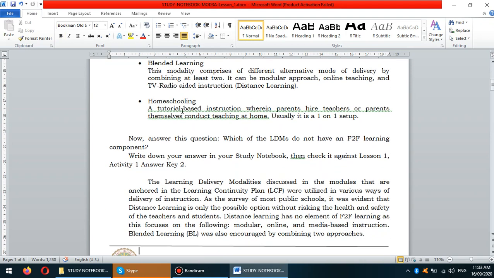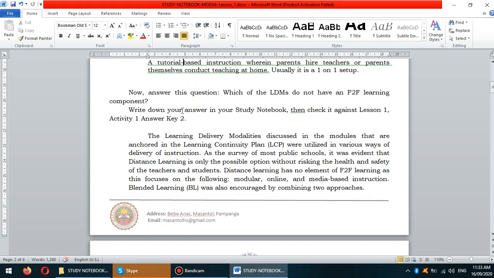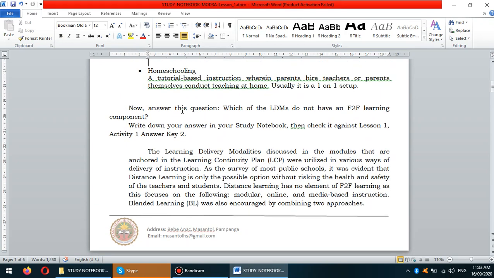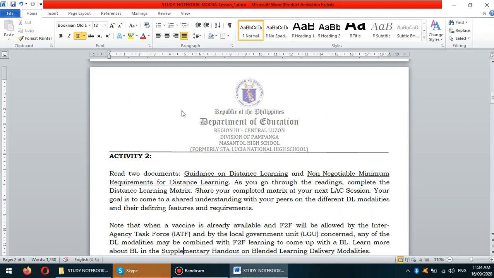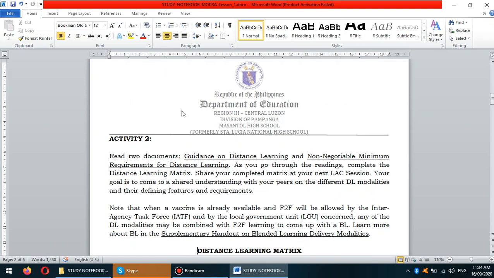Okay. Now, for number 2, for the continuation, now answer this question: which of the LDMs do not have a face-to-face learning component? Write down your answer in your study notebook, then check it against the Lesson 1, Activity 1, Answer Key 2. Now, you will be identifying here, I already listed my responses among the LDMs that do not have face-to-face learning component. In Activity 2, read 2 documents. Actually, teachers, you need to read them so that you can get your responses or your idea about the question.